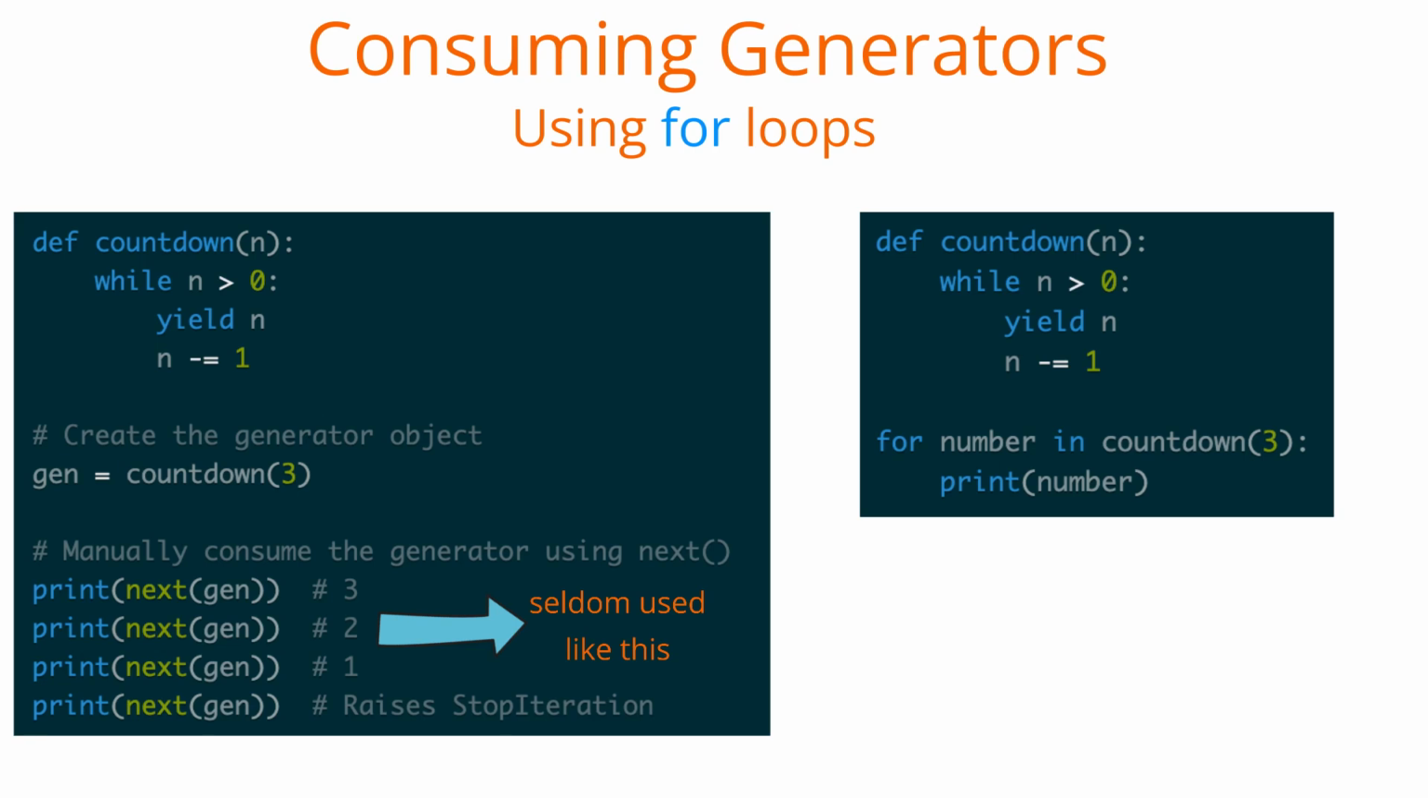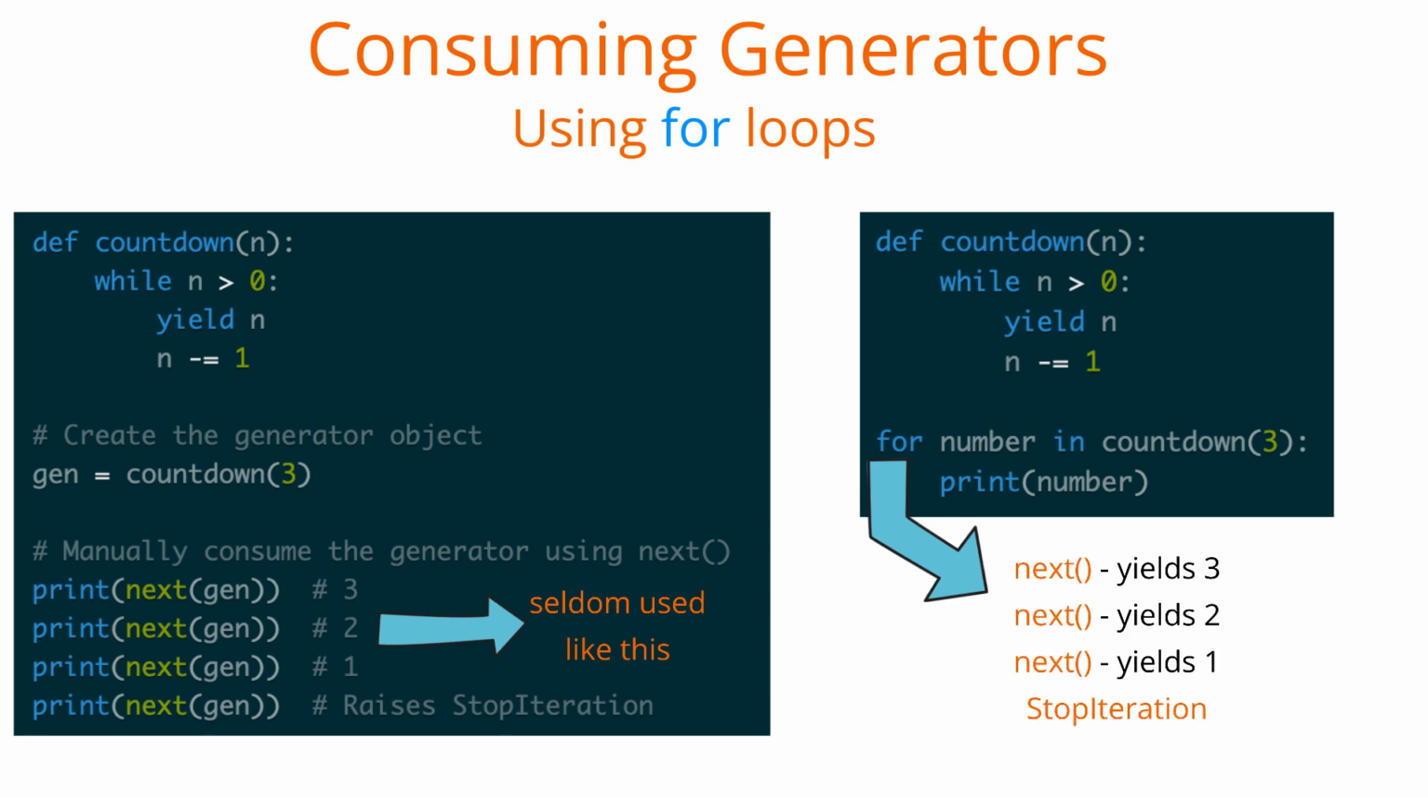What's happening here is deceptively simple, but really elegant. Behind the scenes, that for loop is automatically calling next on the generator until it hits a StopIteration. No need to manage state, no need to catch exceptions, just loop until it's done. And this is where generators truly shine. They give you all the benefits of lazy evaluation, generating items on demand, but with the clean syntax of a for loop.